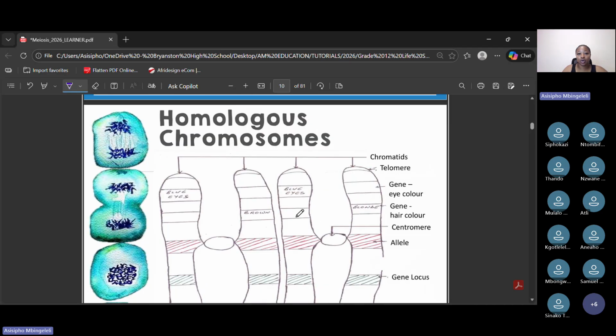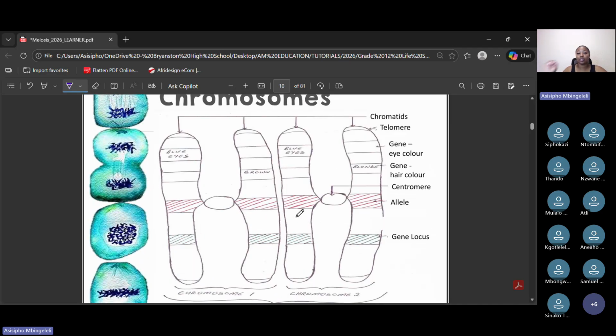Now, this is your homologous chromosome. Two replicated chromosomes in this case, and we said they need to be the same size, same height, gene in the same locus, and centromere in the same position. So this is a gene for eye color. There it is over here. There it is over here. You're finding it on both sides because remember, this is a replicated chromosome.